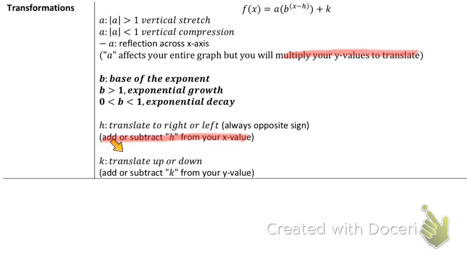And last but not least, our K translates up or down, or shifts up and down, and we find our K at the end of our function equation here of add or subtract. We do not switch signs here, and you add or subtract K from your Y value. So these are the rules. Hopefully they're bringing back some memories. Let's go ahead and do an example.